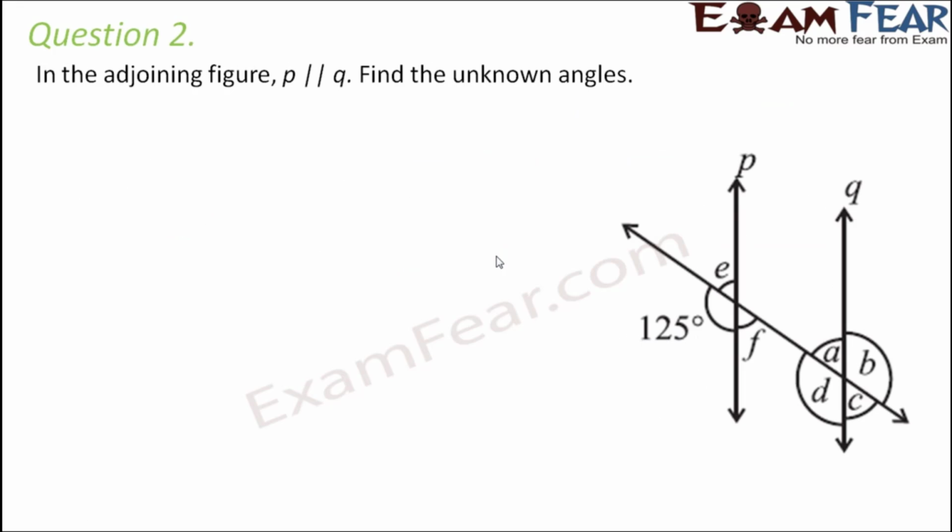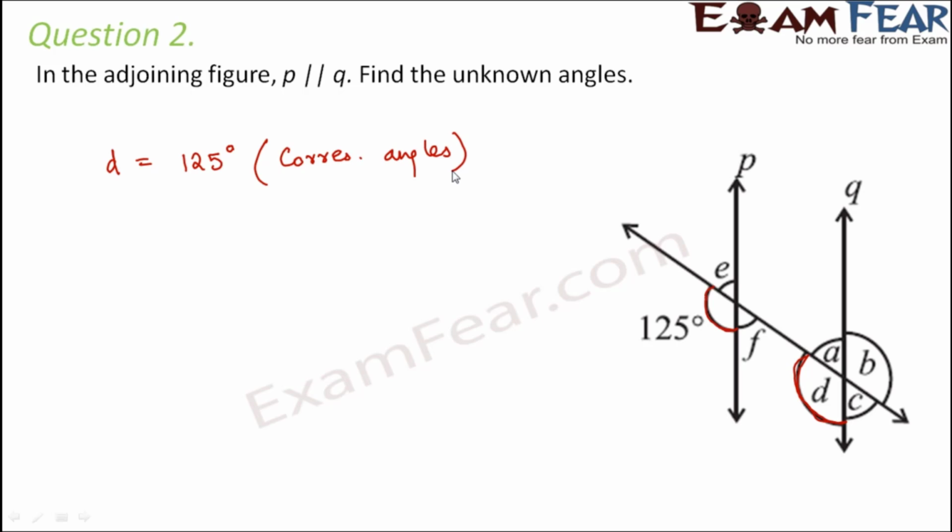Question number 2. In the adjoining figure, P is parallel to Q. Find the unknown angles. That means you will have to find the values of A, B, C, D, E and F. So let us start with the simplest one, which can be found most easily. As we know that these two lines are parallel, this angle is known. Which would be the corresponding angle for this angle? An angle which lies over this line on this side of the transversal above the line. So angle D is corresponding to angle 125 degrees. Therefore the value of D would be 125 degrees, because they form a pair of corresponding angles.